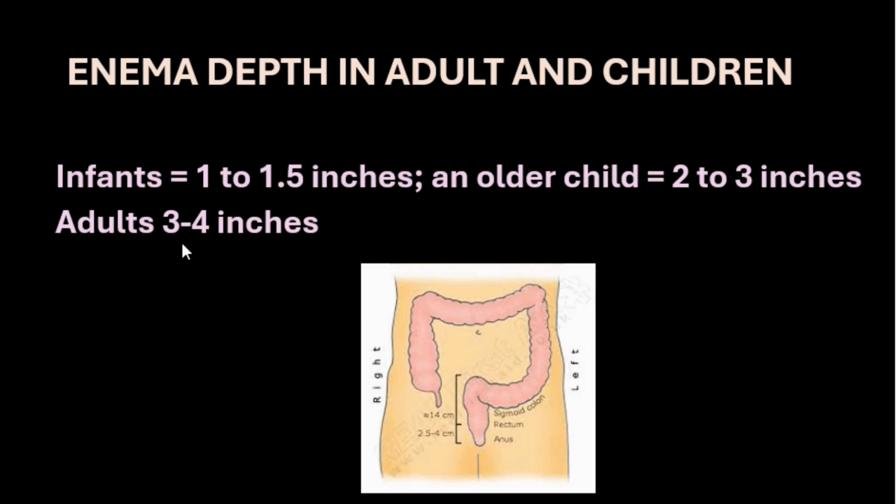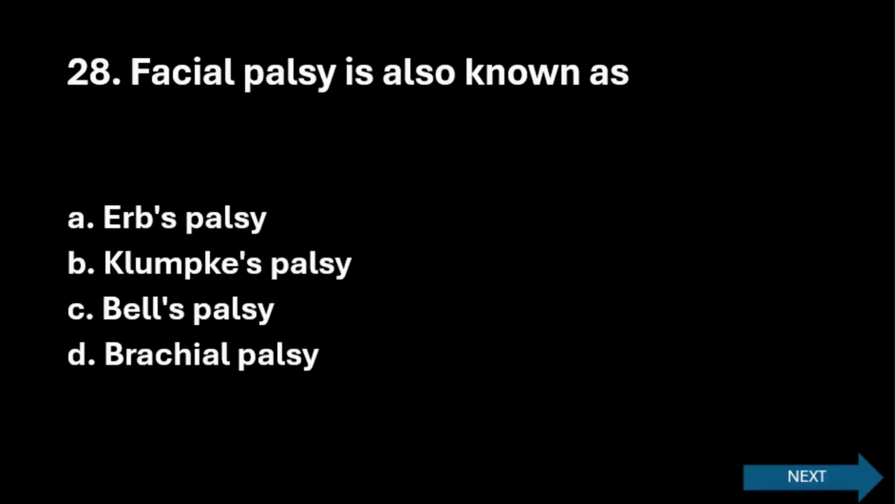Next question is, facial palsy is also known as option A, Erb's palsy, option B, Klumpke's palsy, option C, Bell's palsy, option D, brachial palsy. Here the option C, Bell's palsy is the right answer.